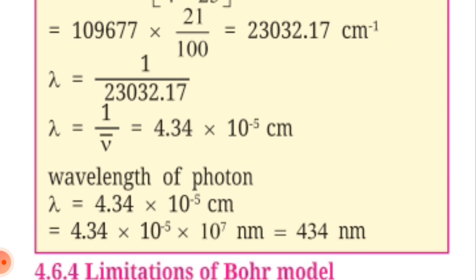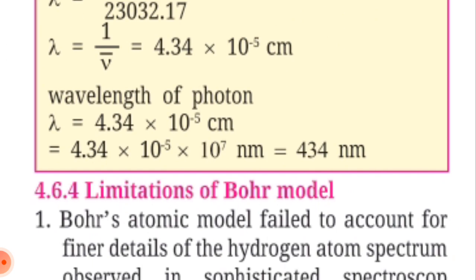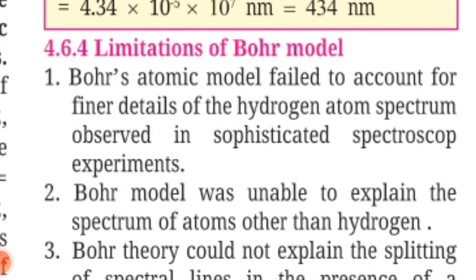Lambda is equal to 1 upon ν̄, equal to 4.34 × 10^−5 centimeter. Wavelength of the photon, λ, is equal to 4.34 × 10^−5 centimeter, equal to 4.34 × 10^−5 multiplied by 10^7 nanometer, which is equal to 434 nanometer.